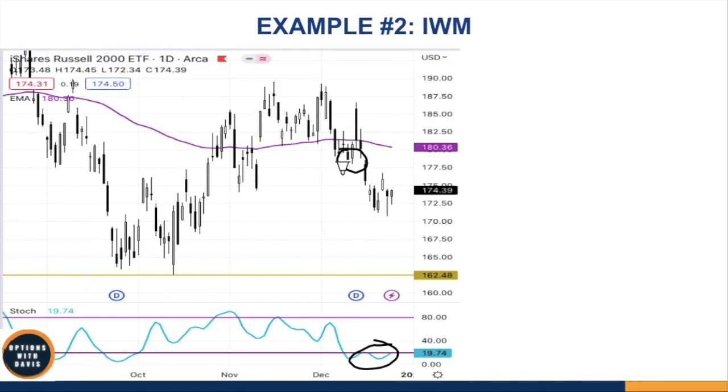But you notice at this point, there's no way you're going to put on a bull put spread because according to our criteria, we need to find the strike that is below our previous support level.